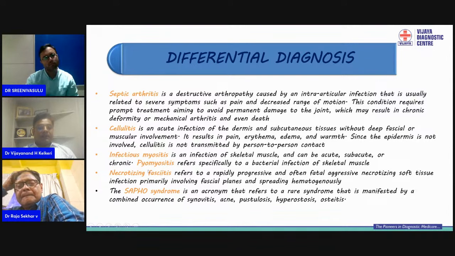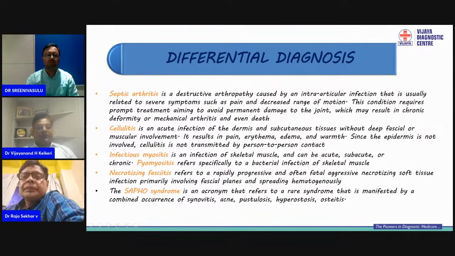Next is infectious myositis. It is an infection of the skeletal muscle that can be acute, subacute, or chronic. Pyomyositis is a specific entity wherein there is infection and pus formation in the skeletal muscle. Again, this is a very fast, very aggressive infection, so it is always better to take good care of that.